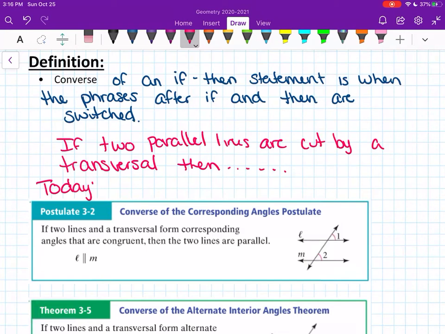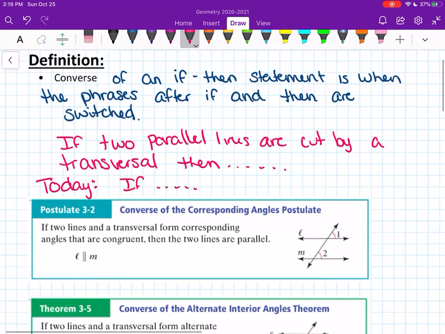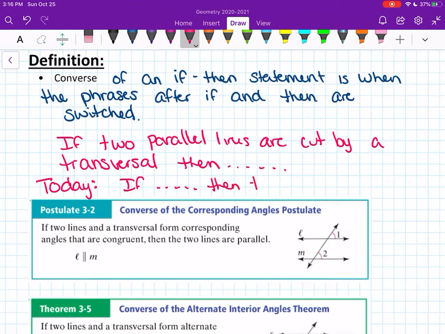And so our theorems are going to be if something about angles, then those lines must be parallel. All right, so before we knew the lines were parallel, so we could say something about the angles. Now, if we know something about the angles, we can say the lines are parallel. So our first one is the postulate, which is the converse of the corresponding angles postulate.